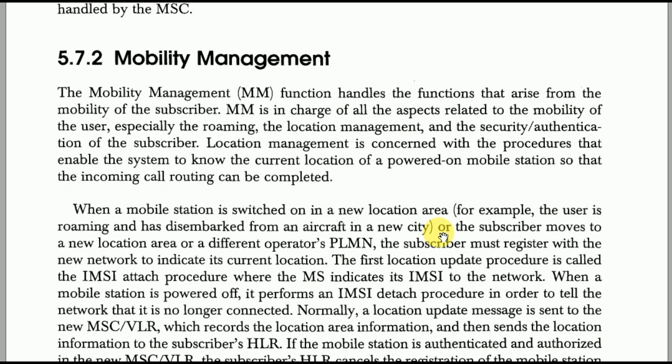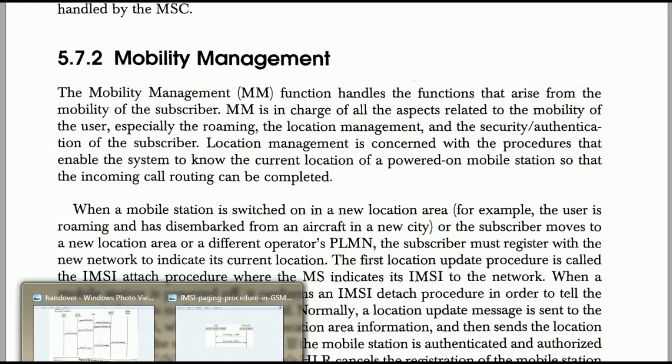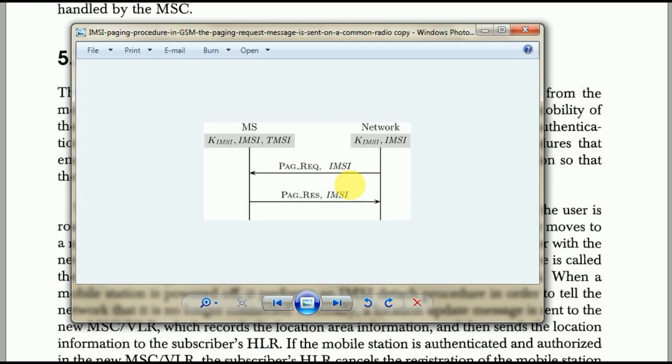Using the BSS signaling channel, the paging message for the MS is sent. That includes the IMSI as the identifier of the MS. So here you can see the figure of paging. This is the paging mechanism. A page request message that contains the IMSI number of the MS is sent from the network to the MS. In response to this message, the MS will send a page response message. So this is the paging mechanism used in GSM.